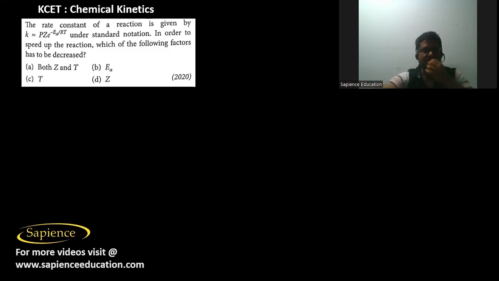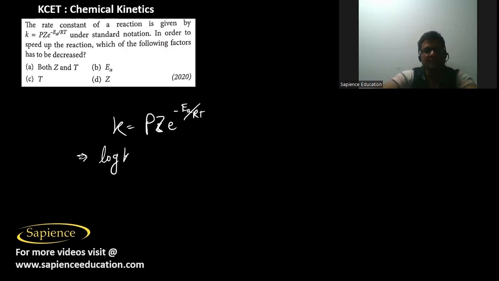Then it is told, the rate constant of a reaction is given by K equals to Pz e power minus Ea by RT under standard notation. In order to speed up the reaction, which of the following factors has to be decreased? So if we take log on both sides, then we'll get log K equals log Pz minus Ea by 2.303 RT.